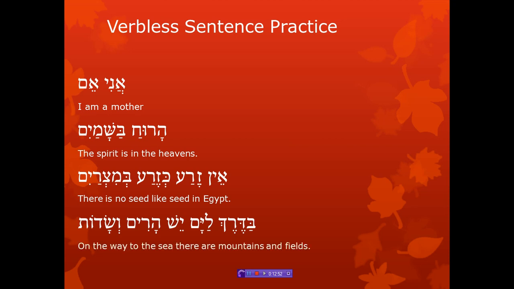So here's the translation one would get: On the way to the sea, there are mountains and fields. On the way to the sea, yesh, there are, and we know it's plural because we have reference to both harim and vesadot, plural nouns, but also two separate things. So this is clearly there are mountains and fields. Okay, let's go to the next slide.